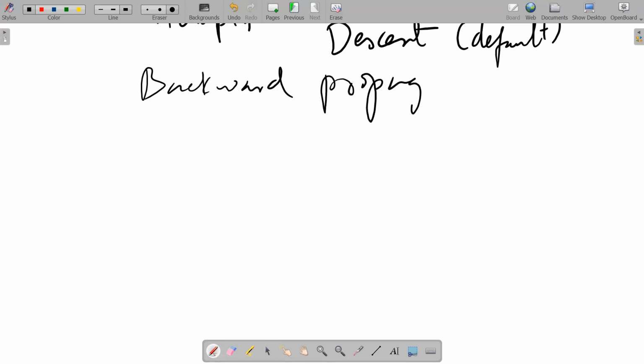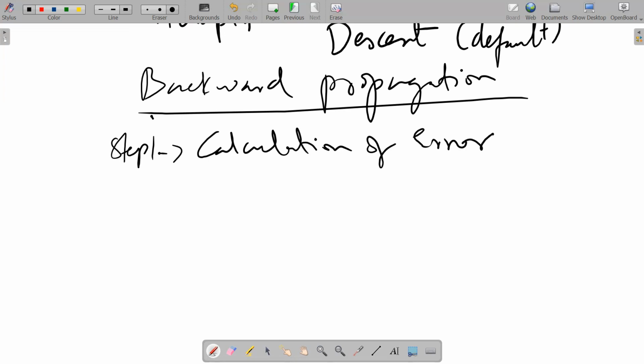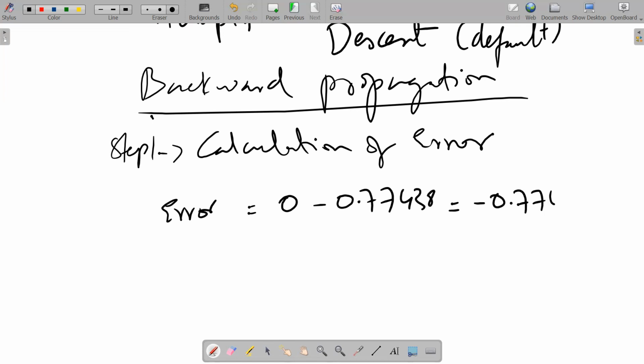The backward propagation starts with calculation of error, which is 0 minus 0.77438, which is minus 0.7743, the probability. Right?